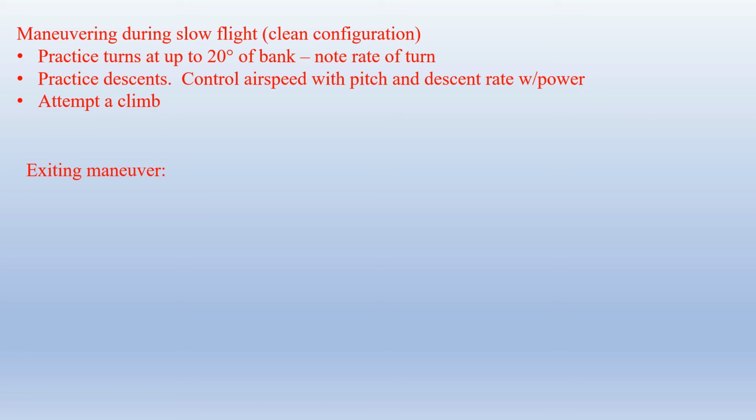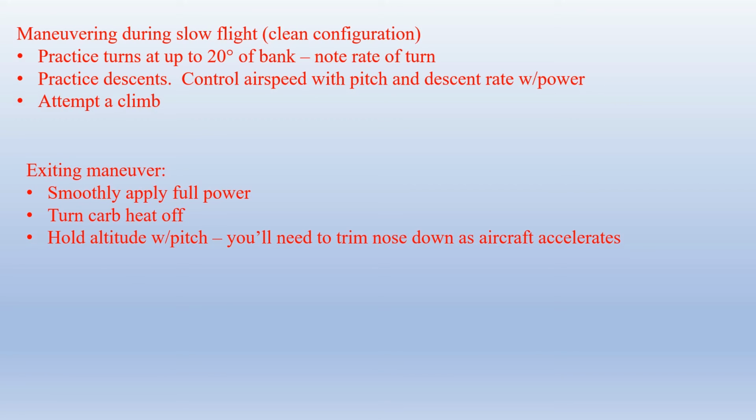Exiting the maneuver is a little less complicated actually than getting out of the other two since we don't have flaps to deal with. Go ahead and smoothly apply full power, turn the carburetor heat off, hold the altitude with pitch, and you'll need to trim down as the aircraft accelerates. It's going to accelerate a little bit quicker without all that drag out there. And then again at 95 knots, reduce the power to 2300 RPM and trim for level flight.